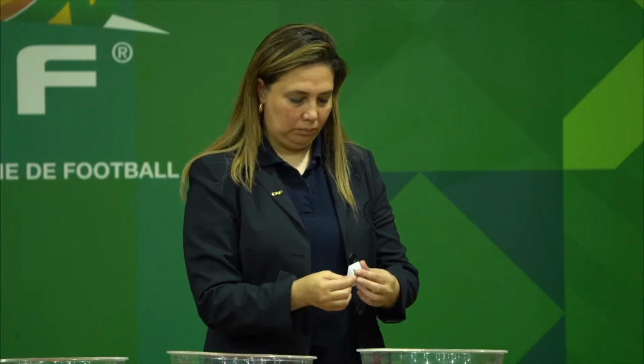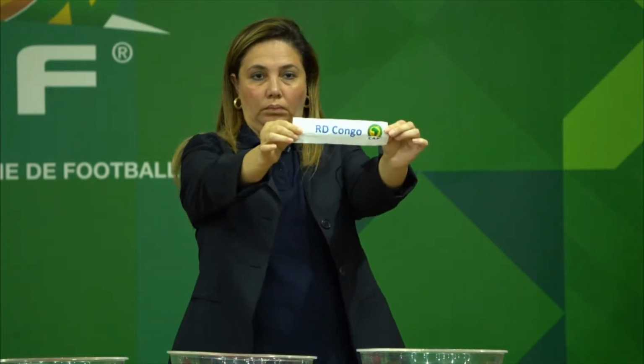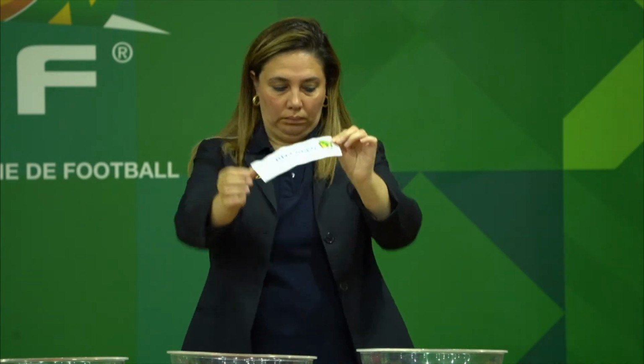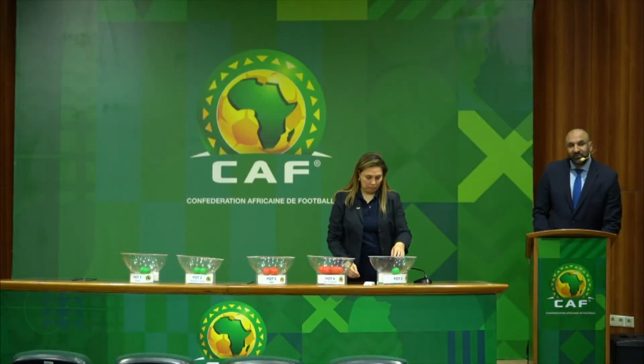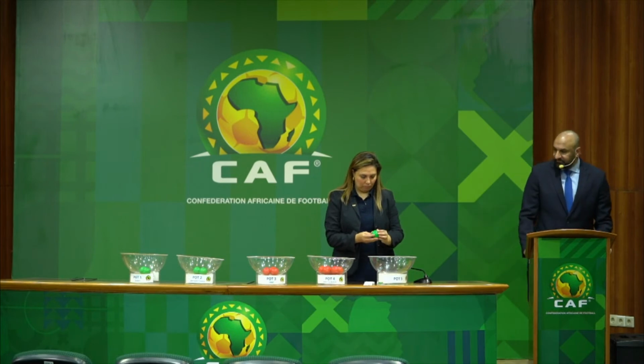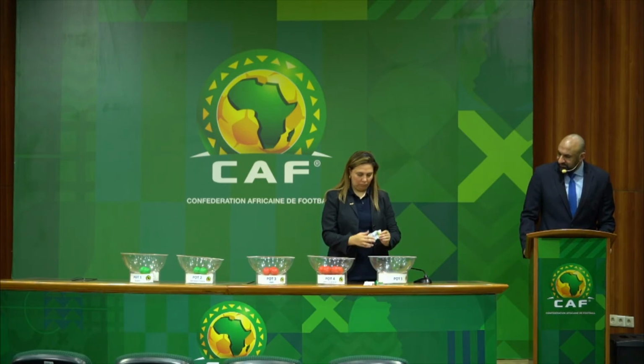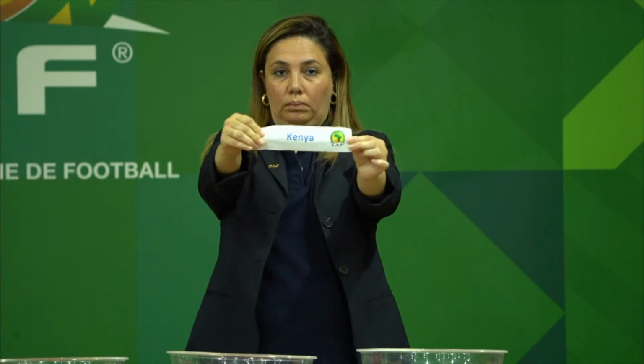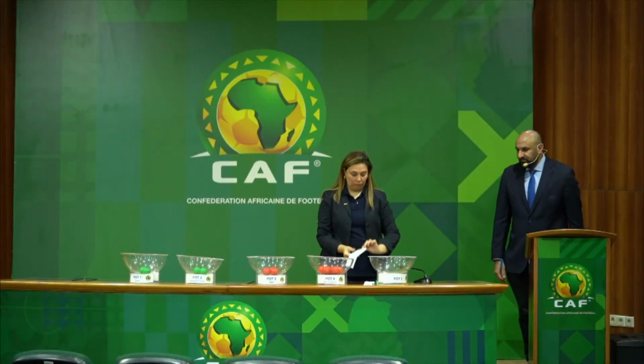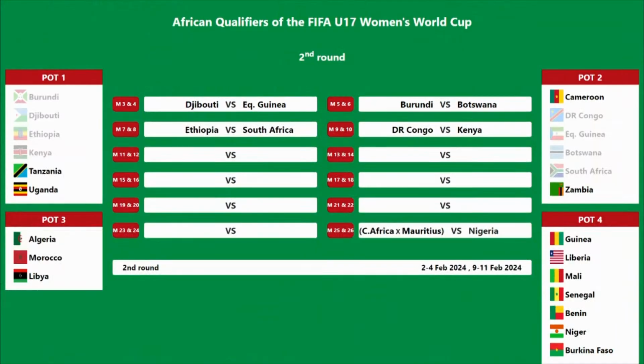The next two teams, AFD Congo. AFD Congo was eliminated from the second round in the previous qualifiers. And they will play against Kenya, who did not participate in the last qualifiers. The next two teams from pot 1 and 2.